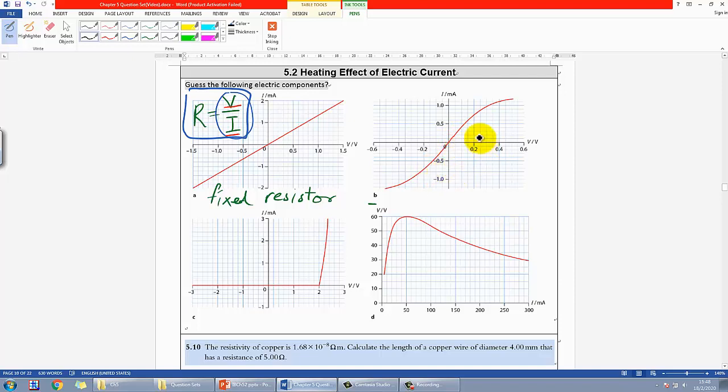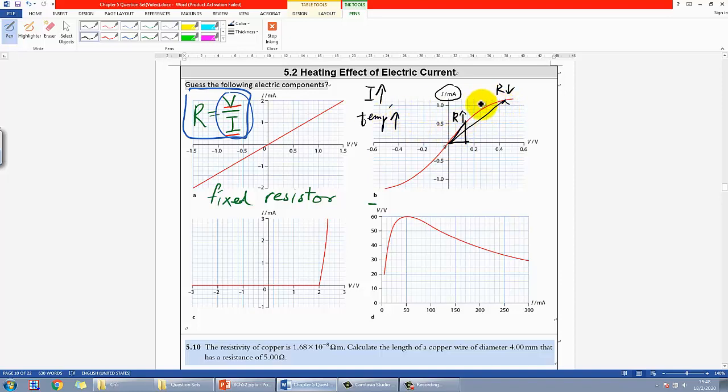Okay, so back to the question here. What we can find is that when I is low or V is low, the slope is rather steep, so R is higher, and later on it is lower. So think about that. What kind of device would be like this? That would be lower resistance. So that should be a thermistor, right? Because when I increase, the temperature should increase, and somehow you have lower resistance.